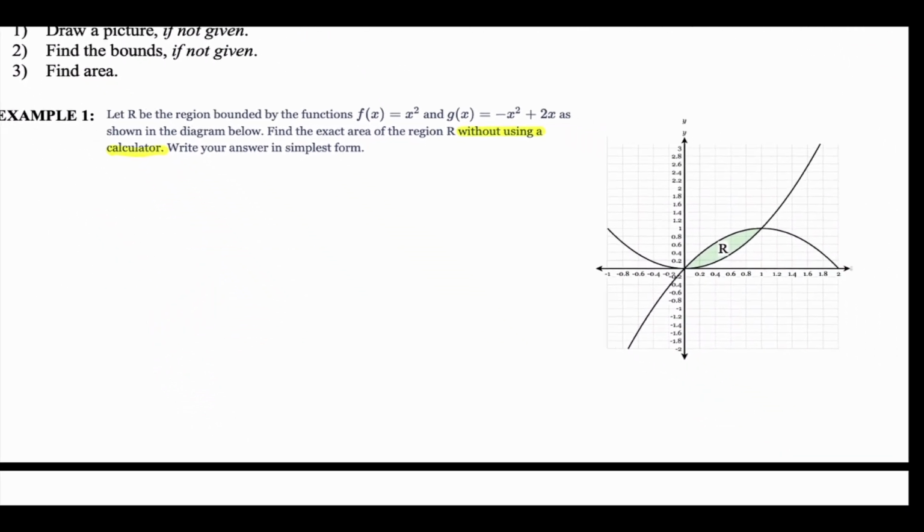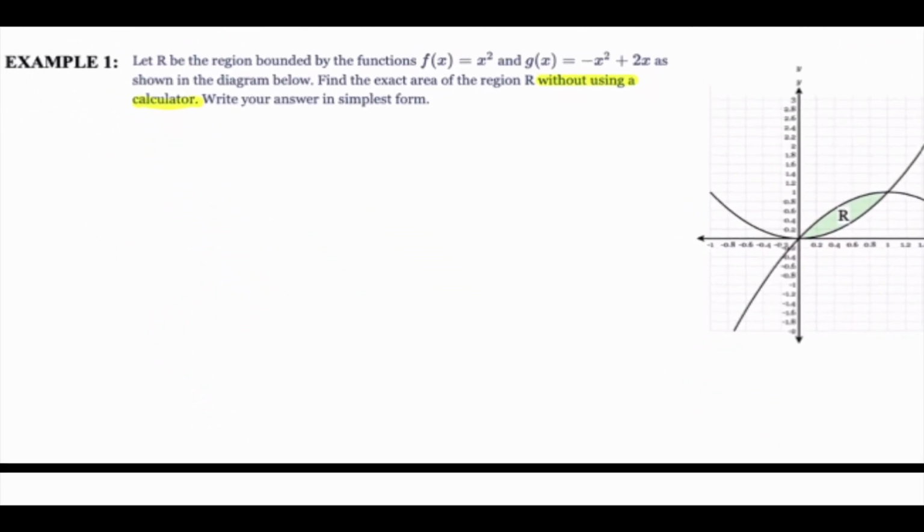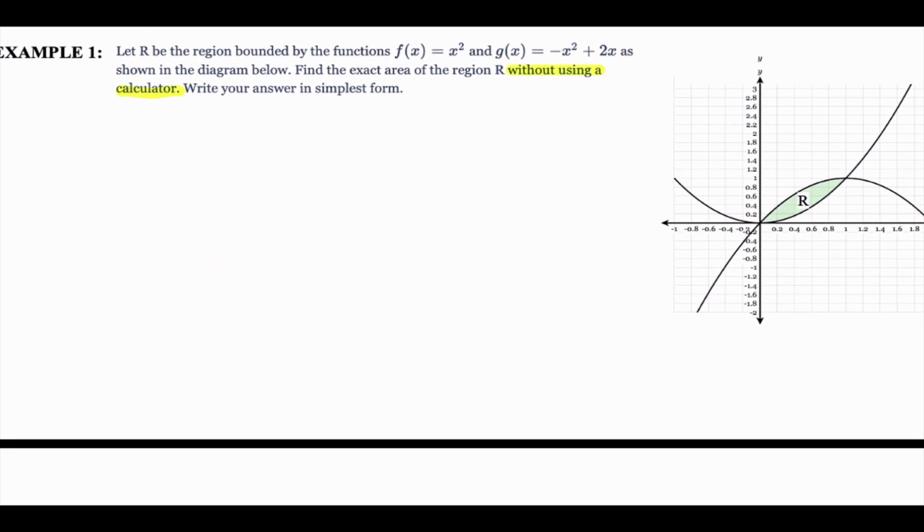Okay? All right, so number one. Luckily, they gave us a picture here. They drew a picture, so we see the area we need to find. The green, again, it's not green on your paper, but it's got an R. It's called the region R. It says: Let R be the region bounded by the functions f of x and g of x, as shown in the diagram below. Find the exact area of the region R. No calculator.